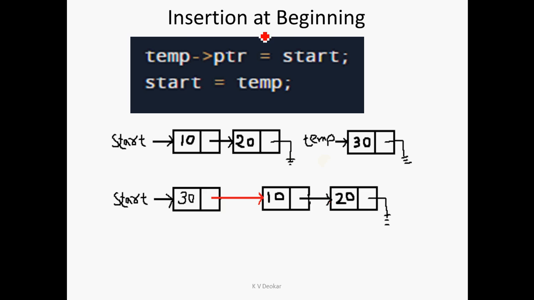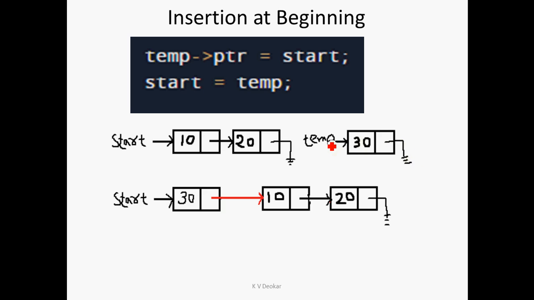Let us see the insertion at beginning. Let us assume we have a single linked list with two elements, 10 and 20, and we want to add a third element, which is a node that stores value 30, at the beginning of the list. This will be our final output. To get this output we require two important lines of code. Here we'll write: temp equal to malloc, and then we'll allocate size of struct node star. A temporary node will be created, and in that temporary node we'll add the user data, which is 30, and then we'll make the pointer part null.